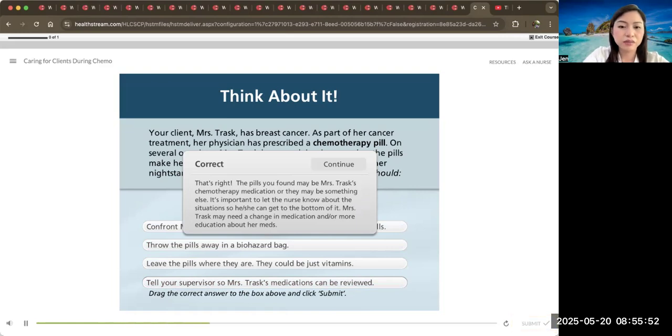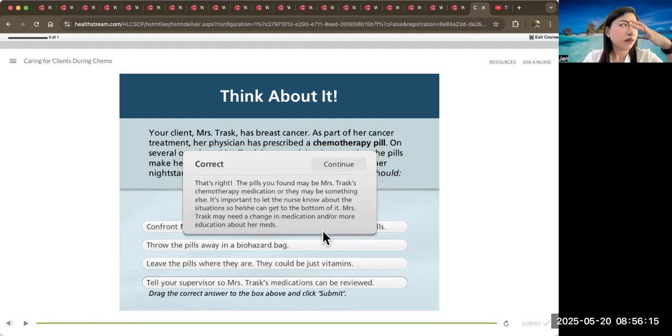So that's right. The pills you found may be Mrs. Trask's chemotherapy medication, or they may be something else. It's important to let the nurse know about the situation so he or she can get to the bottom of it. Mrs. Trask may need a change in medication and/or more education about her medications.